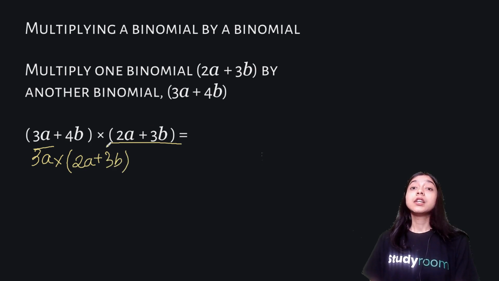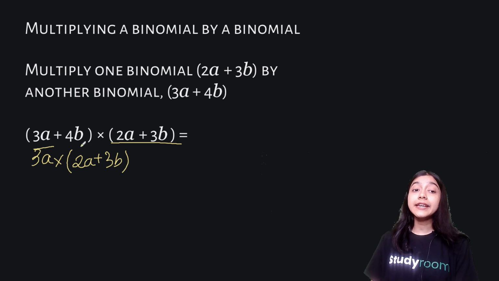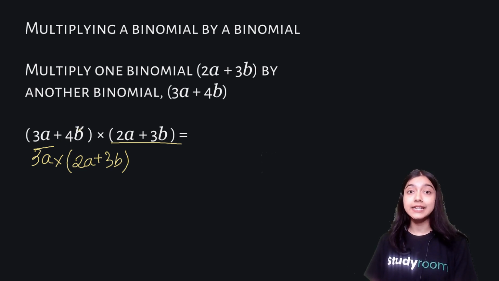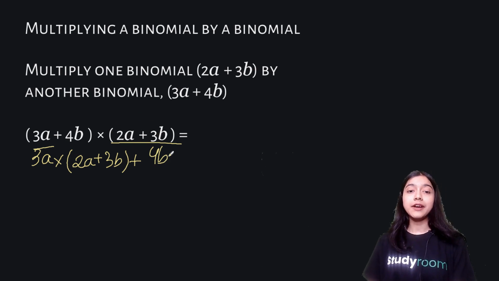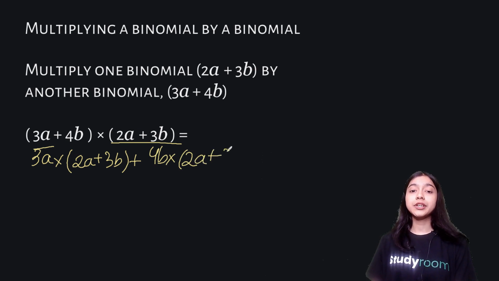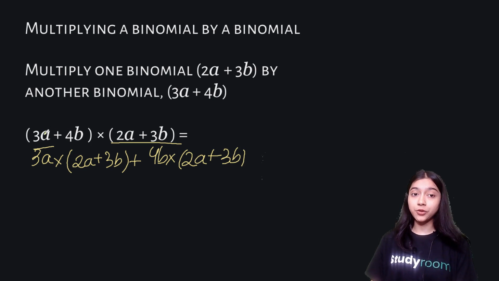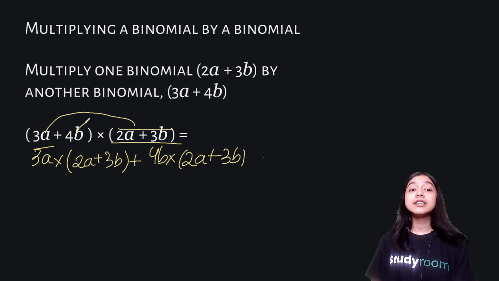Now that it is done, the second step is I will take the second term of the first binomial. What is it? It is plus 4b. So I will write plus 4 times b. And then I'll multiply the second term of this binomial with this entire second binomial, that is multiplied by 2 times a plus 3 times b. So basically what I did is I took the first term of the binomial and multiplied it with the entire second binomial. Again, I took the second term of the first binomial and multiplied it with the entire binomial. I hope you got it.